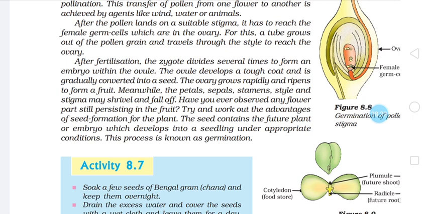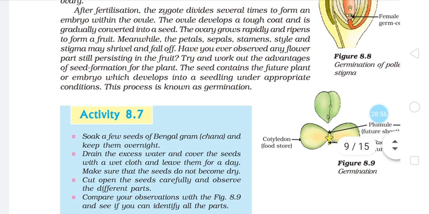Meanwhile, the petals, sepals, stamens, style, and stigma may shrivel and fall off. Have you ever observed any flower part still persisting in the fruit? Try to work out the advantages of seed formation for the plant. The seed contains the future plant or embryo which develops into a seedling under appropriate conditions. The process is known as germination.